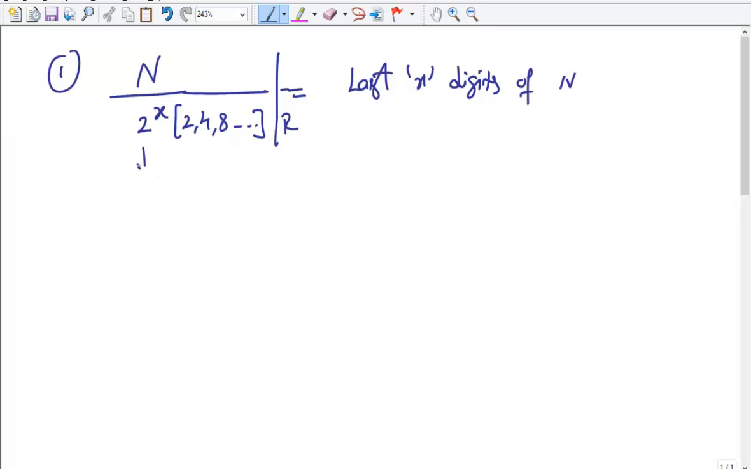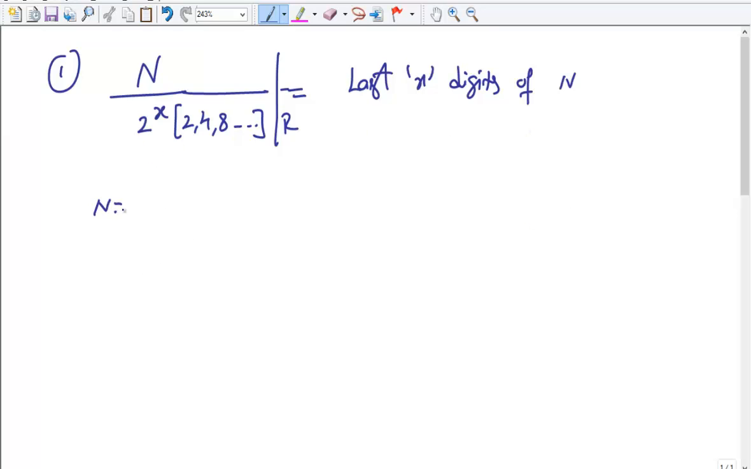In fact, for 5 power x also the same format applies, the last x digits of n. And for 10 power x, the remainder is exactly the last x digits of n. If x equal to 1, then it's the last digit. If x equal to 2, the last 2 digits are the remainder. Now here, for 2 power x, it just depends on the last x digits of n.